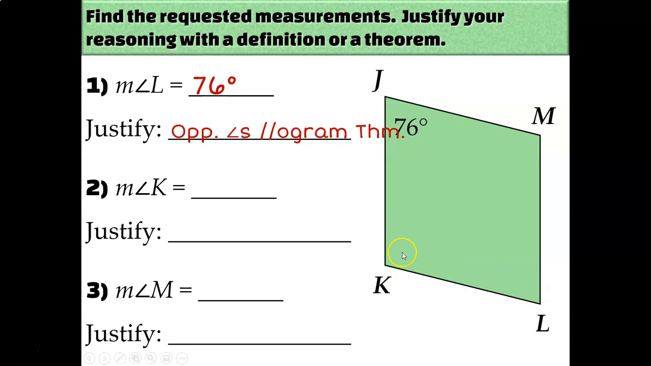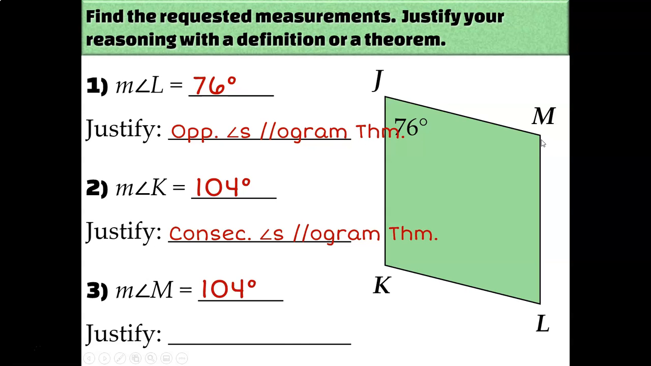Okay, well what about angle K? Is it 76 degrees? Nope, it's 104 because of the consecutive angles of a parallelogram theorem. These two angles are consecutive angles, so that means that they have to be supplementary, or they add up to 180 degrees. So what do I add to 76 to get to 180? That would be 104.